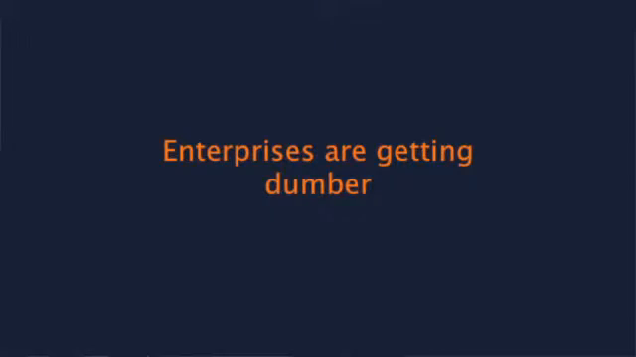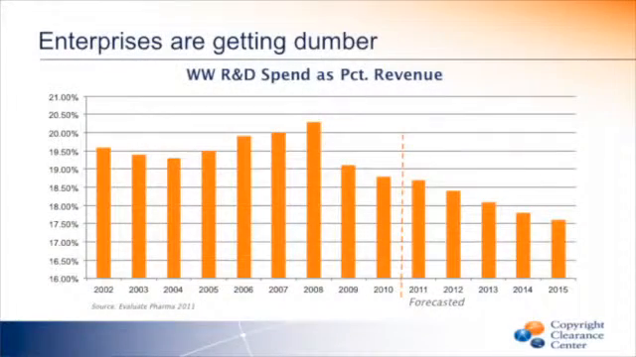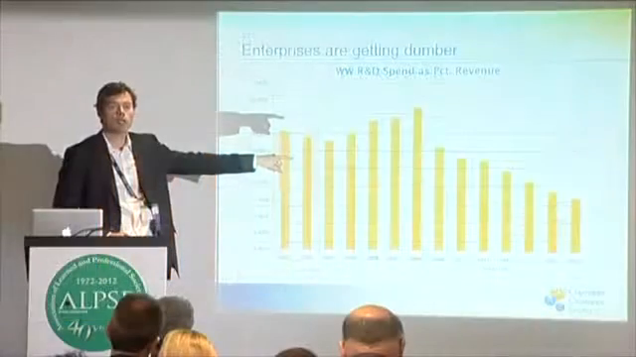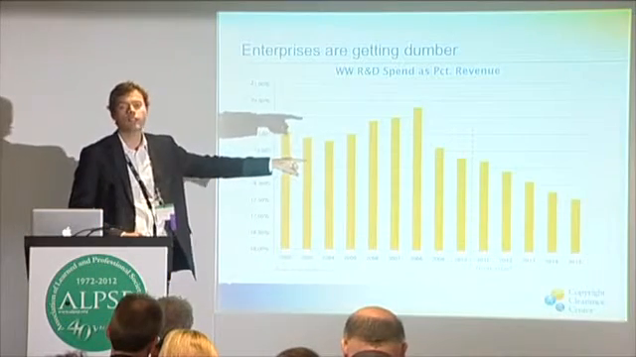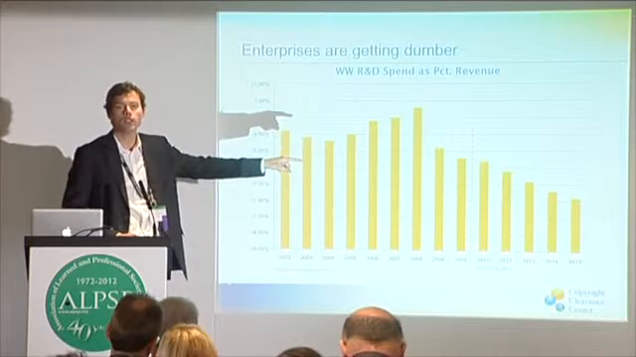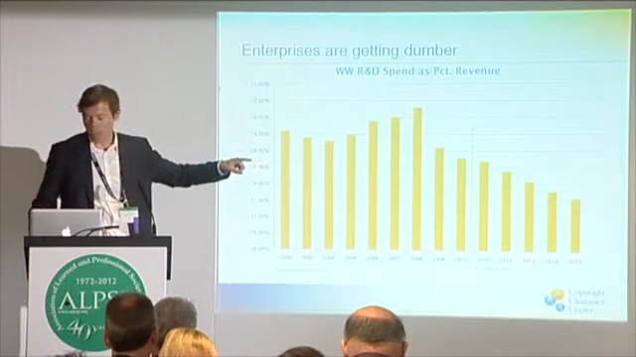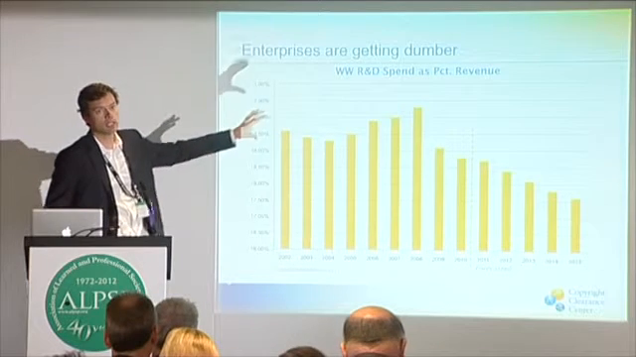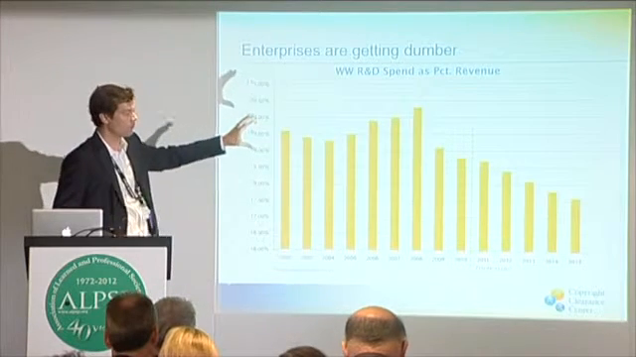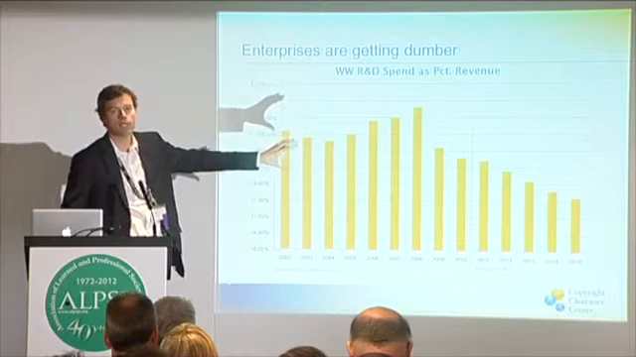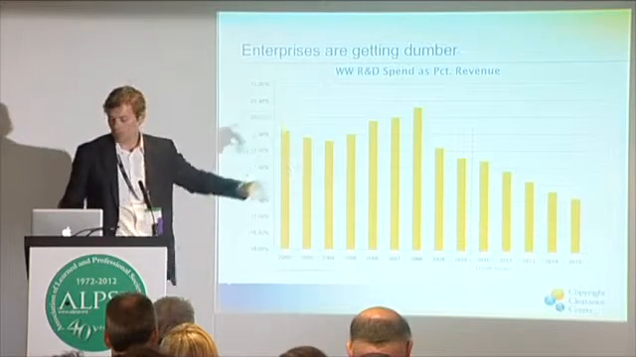Enterprises are getting dumber. That's what this slide shows. R&D spend as a percentage of revenue in the pharmaceutical industry is shrinking. To me, that means those enterprises are getting dumber. They're investing less in research, they're investing less in content, they're investing less in libraries. That not only shows up in the aggregate with this slide as the share declines as we head out to 2015, but it also shows up in this number.